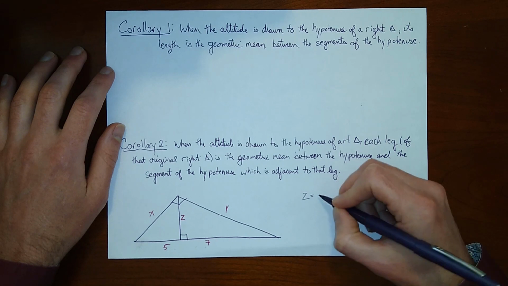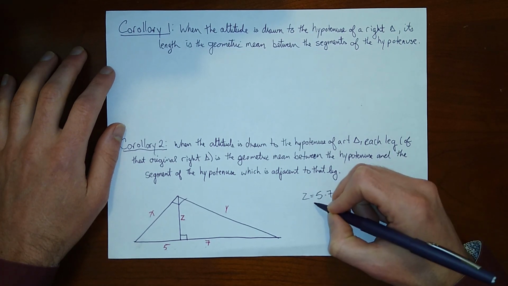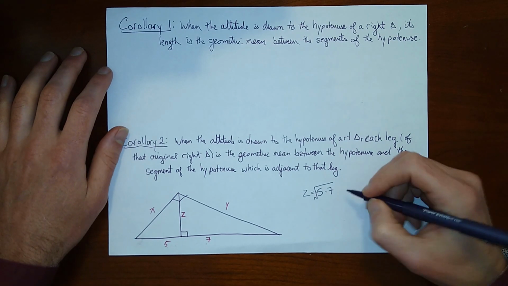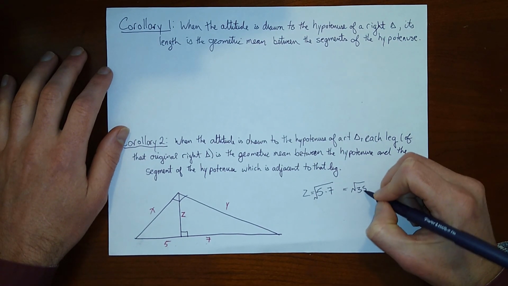So z is 5 times 7, and the geometric mean is the square root of 5 times 7. So root 35.